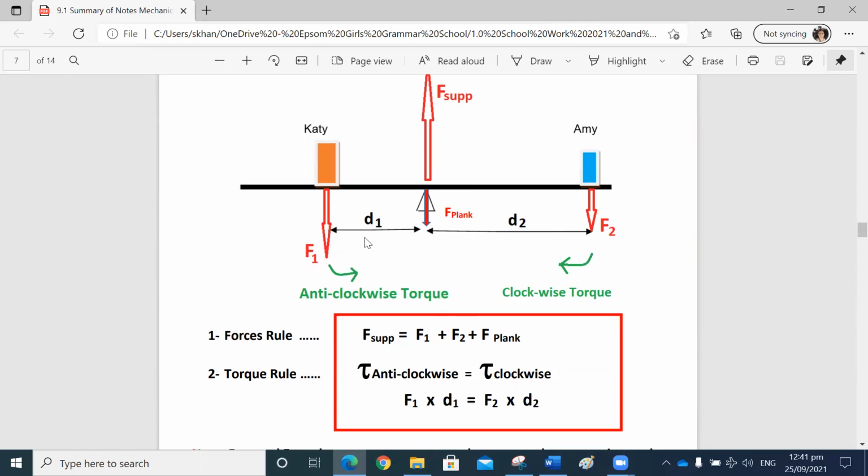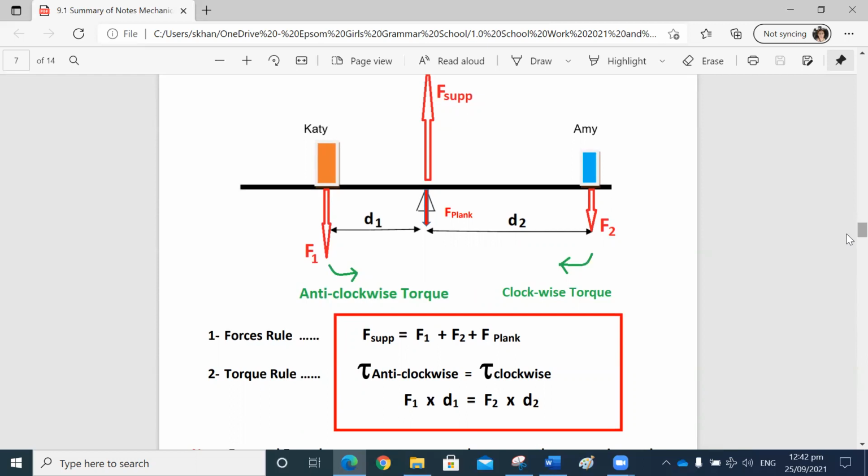Now, the second rule is that the torques must be balanced. Amy is creating a clockwise torque. Katie is creating an anti-clockwise torque. So if this one is not moving, or it is in rotational equilibrium, that means the torques are balanced. And how do we find torque? Torque is force times distance. So F1 times D1 is the anti-clockwise torque, and force F2 times D2 will be the clockwise torque. So these are the two basic principles.